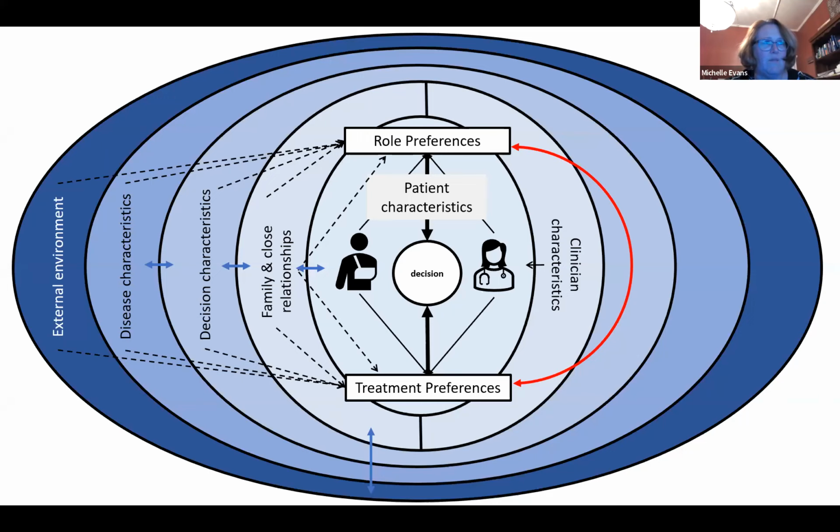Janine, this is a question about your framework, and it's really just a clarification. I'm not sure if somebody can bring it up on the screen. What I wasn't sure about is that in the decision characteristics, the disease characteristics and the external environment, it looks like they're on the patient side only. And I'm just wondering if they also belong on the clinician side of the framework as well, or if I'm wrong completely.